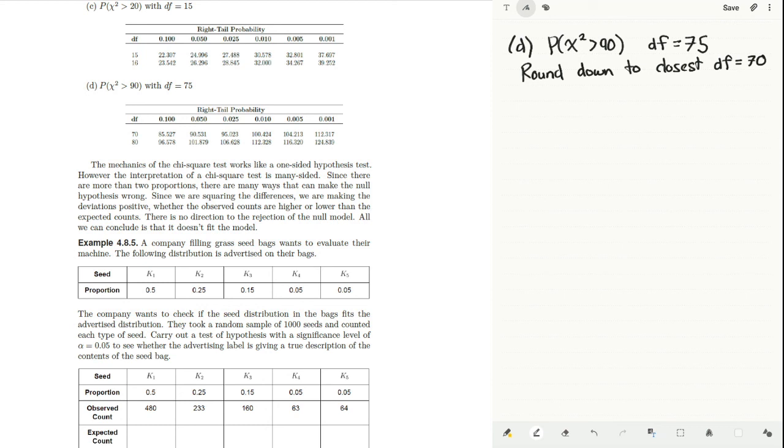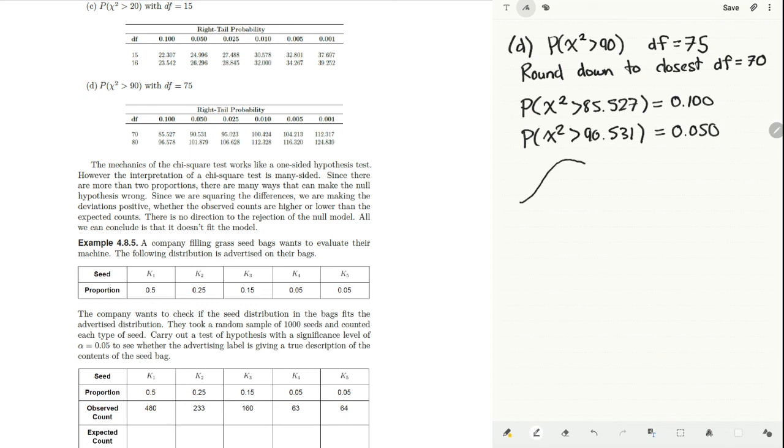Now we'll look for where the test statistic of 90 falls, and it falls between 85.527 and 90.531. So let's write down what the table gives us for those values. The table tells us that the area to the right of 85.527 has a right tail probability of 0.1, and the area to the right of 90.531 is 0.05.